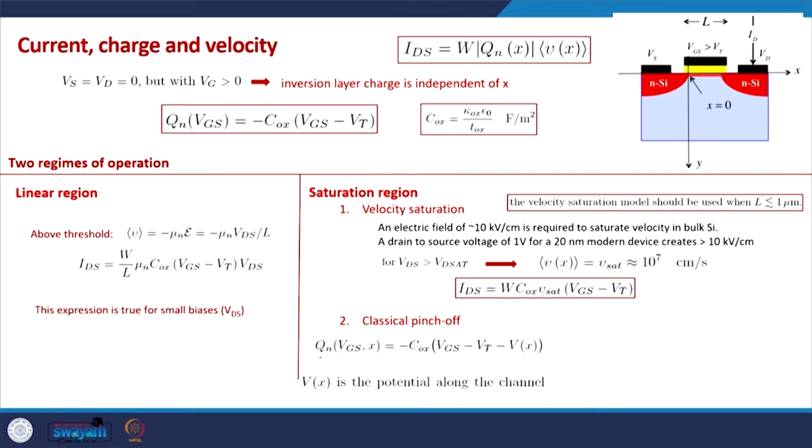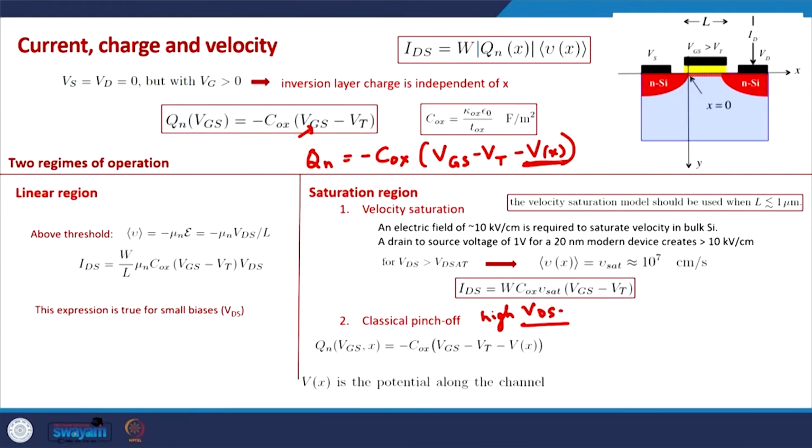So, in this case, in addition to the effect of the gate voltage on the channel, we also need to consider the effect of the drain voltage on the channel, because now high VDS is there. So, this channel charge will be minus Cox times Vgs minus Vt minus Vx, where this Vx is the voltage due to the drain voltage. And this will change across the channel. On the source side this will be 0, on the drain side this will be VDD, and in between it will be an arbitrary value Vx.